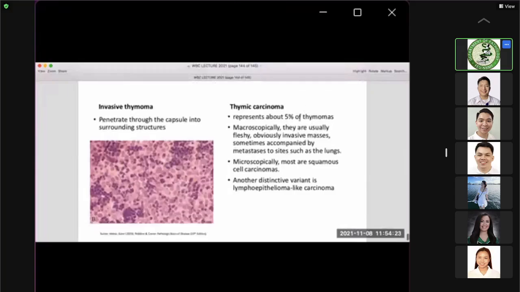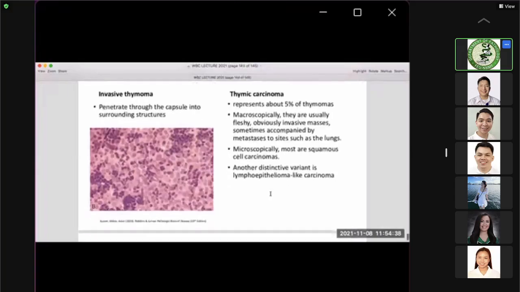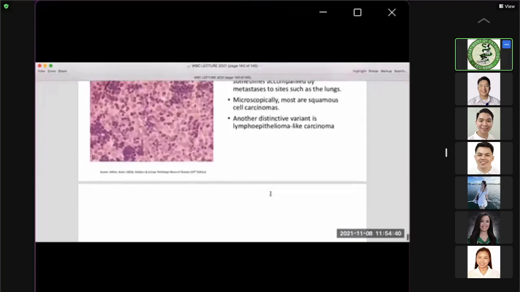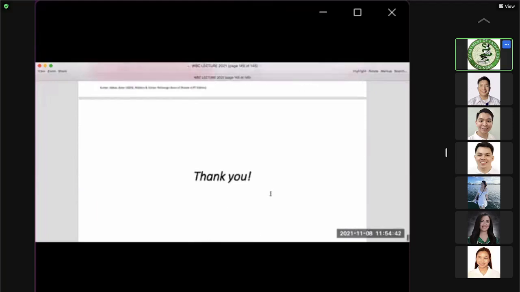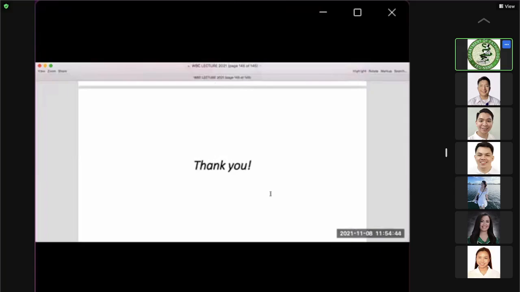Thymic carcinoma represents about 5% of thymomas. They are usually fleshy, invasive masses. Most are squamous cell carcinomas microscopically. There is also lymphoepithelioma-like carcinoma, which is a distinctive variant. All right, so that's it.